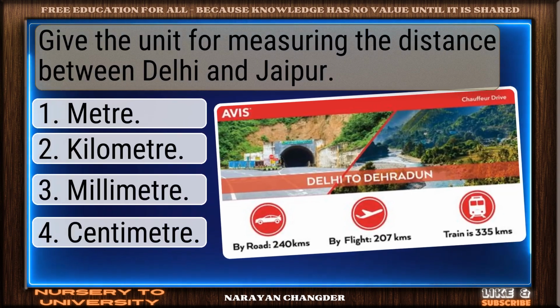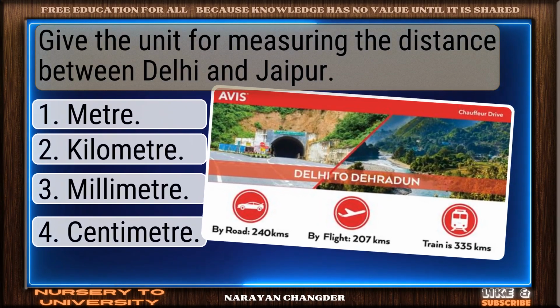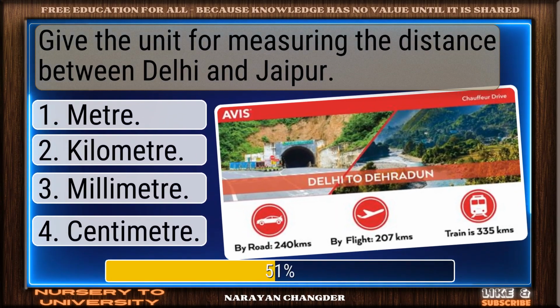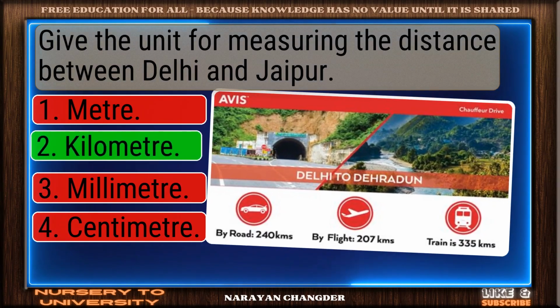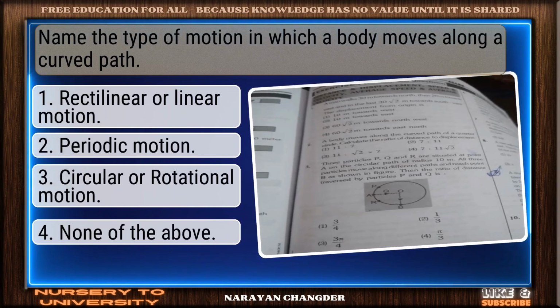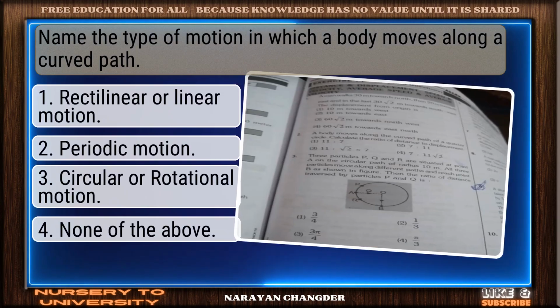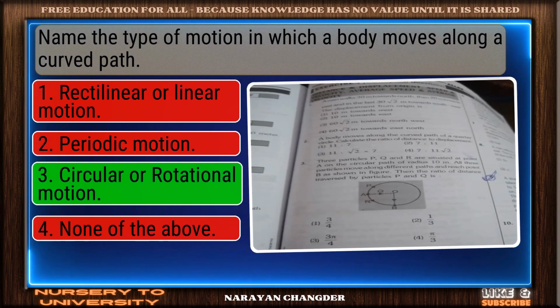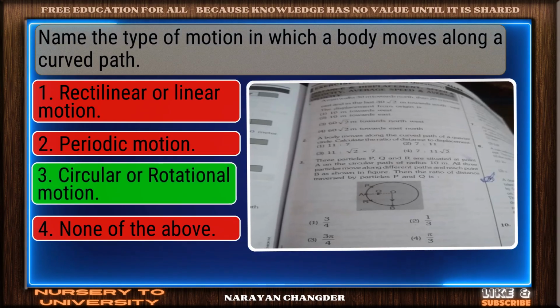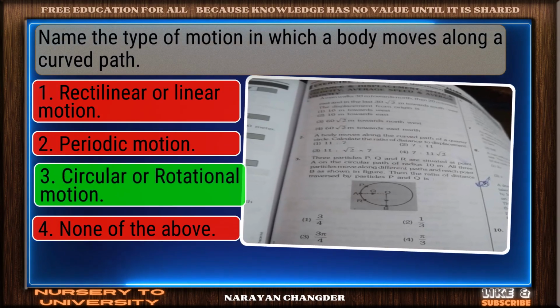Give the unit for measuring the distance between Delhi and Jaipur. Smart move. Kilometer is an accurate answer. Name the type of motion in which a body moves along a curved path. Right again. Circular or rotational motion is a valid answer.